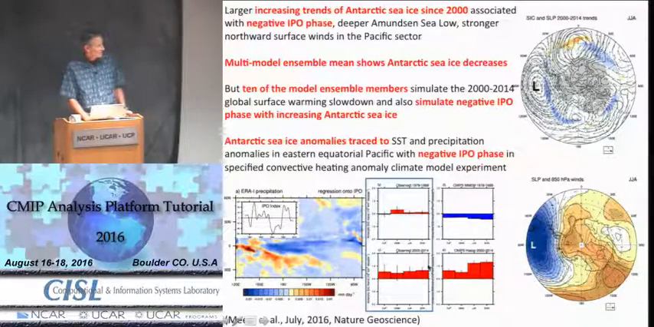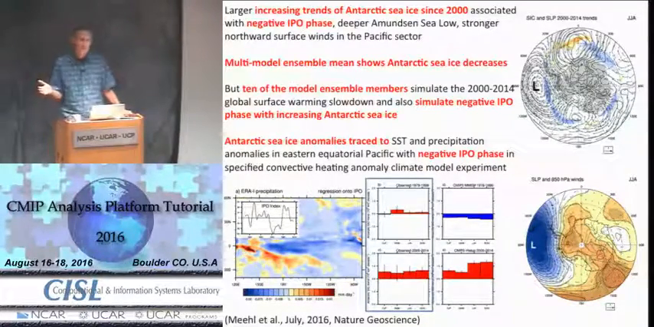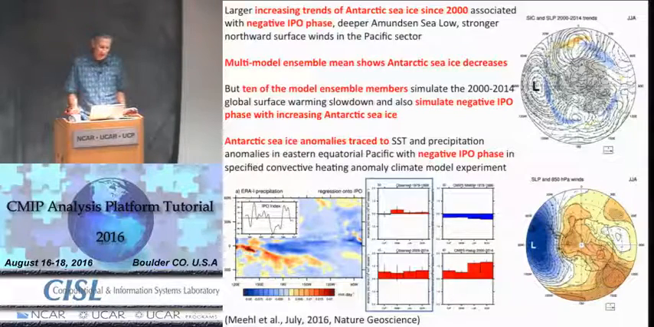But when you go after 2000, these are the trends from 2000 to 2014. Now you get these really large increases in all seasons. They're statistically significant in 3 out of 4 seasons. And so there seemed to be something that changed between the period up to 1999 and the period after 2000. What changed at that time? The IPO transition from positive to negative. And we saw that that has effects on global surface temperature trends. It apparently had some kind of effect on Antarctic sea ice.